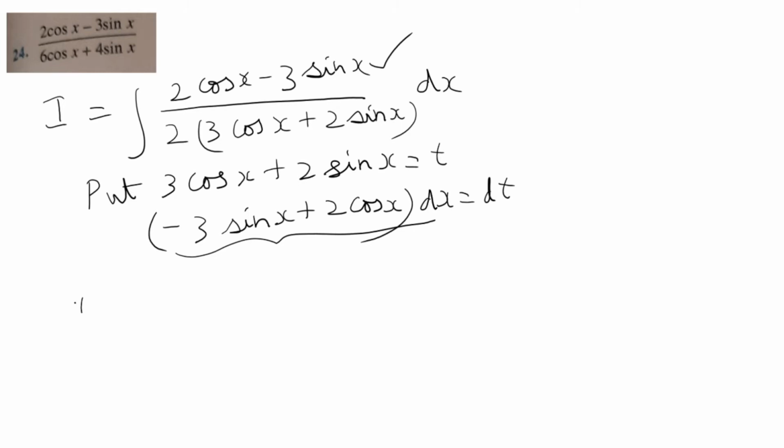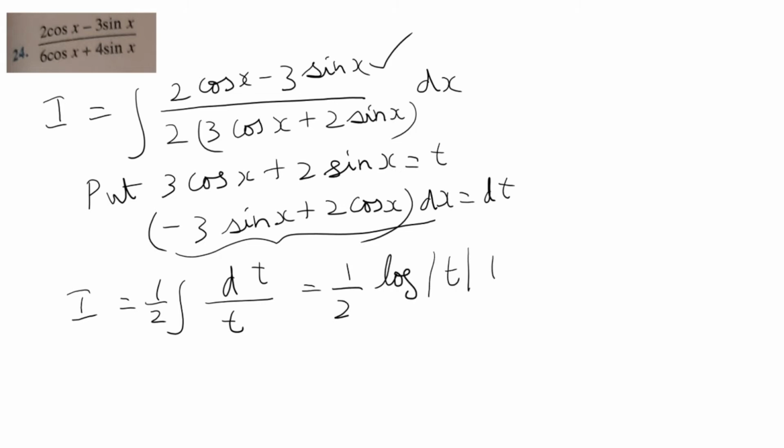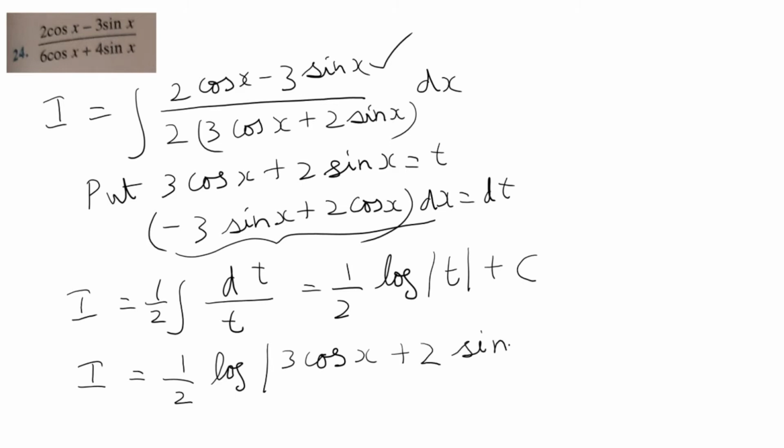So we can write I is equal to 1 by 2 integral dt by t, which is equal to half log mod t plus c. Now we can substitute t in terms of x. So I is equal to half log mod 3 cos x plus 2 sin x plus c. Moving on.